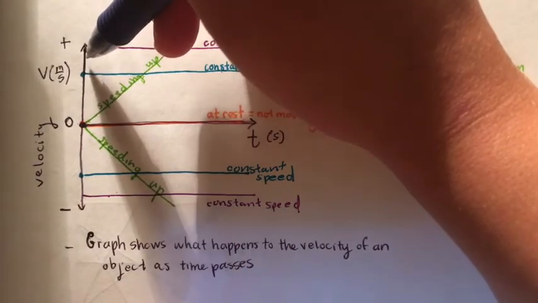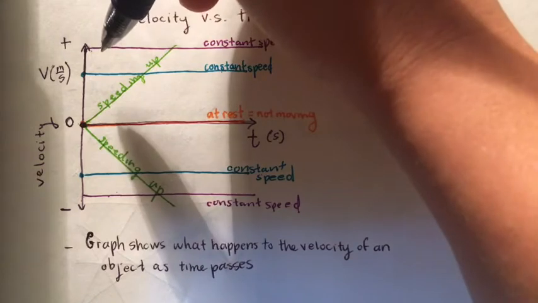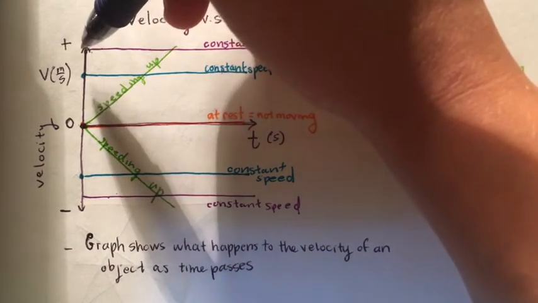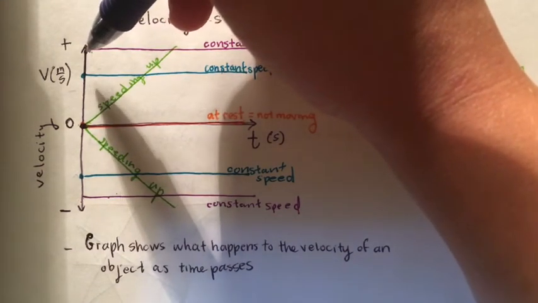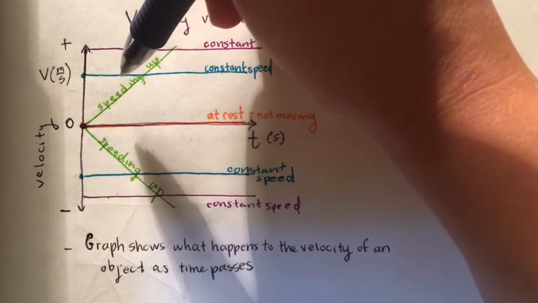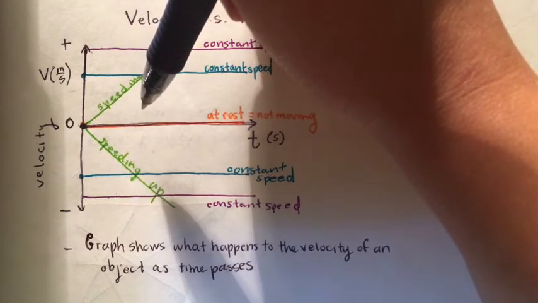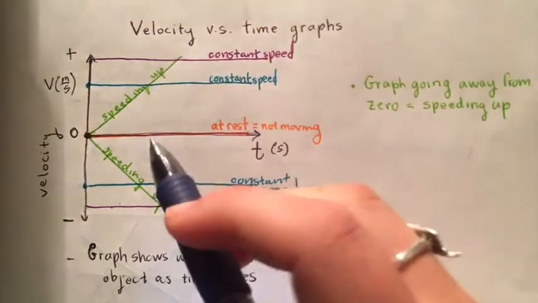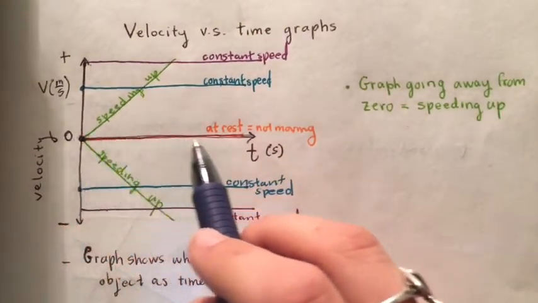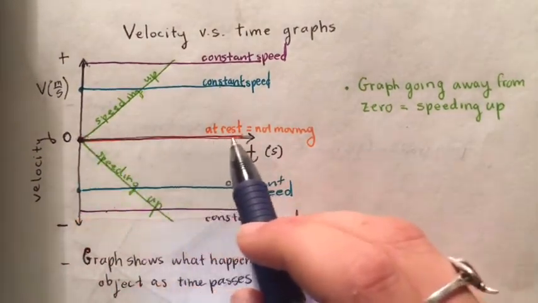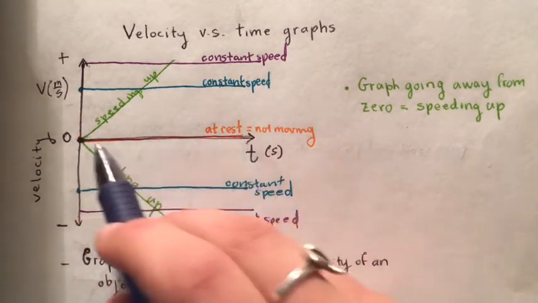What happens as time passes? Well, the person is going very fast at the beginning, and as time passes, they start slowing down and slowing down and slowing down until they come to a stop. And remember, if something is stopped, it's got to have 0 velocity. Remember, this line represents having 0 speed, not moving.